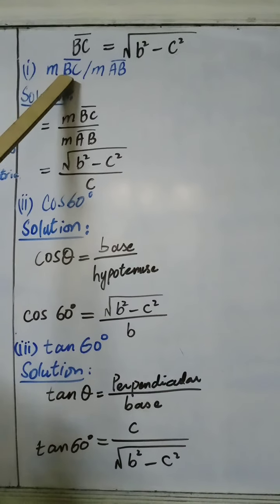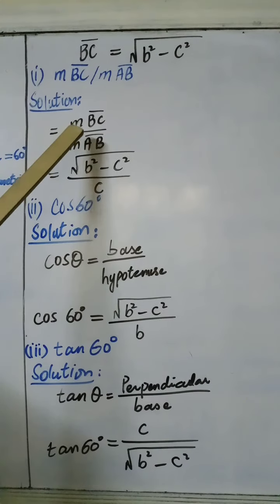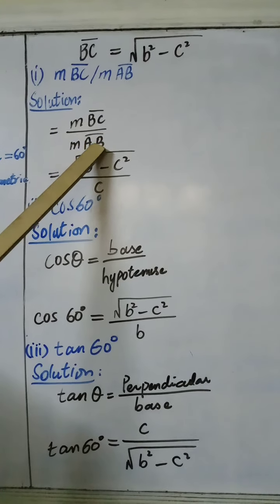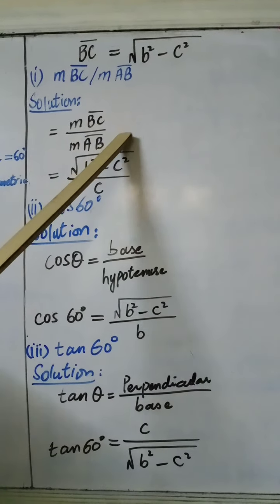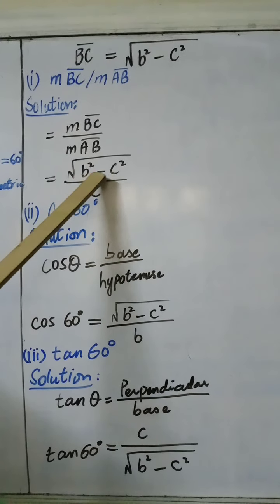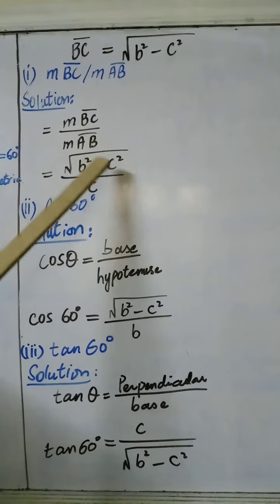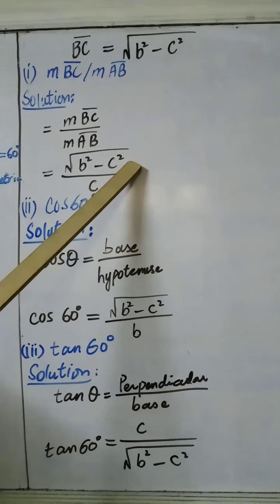Part 1: BC over AB we have to find. So side BC over AB. We have the values of BC and AB. BC is equal to under root b square minus c square, over the value of side AB, which is equal to c. So this is our ratio.